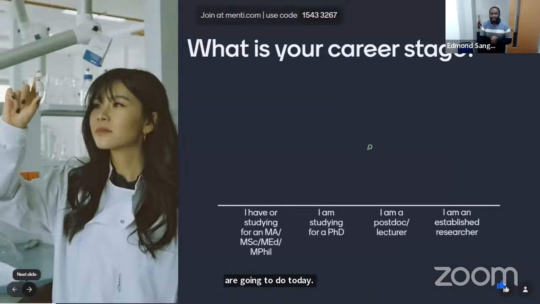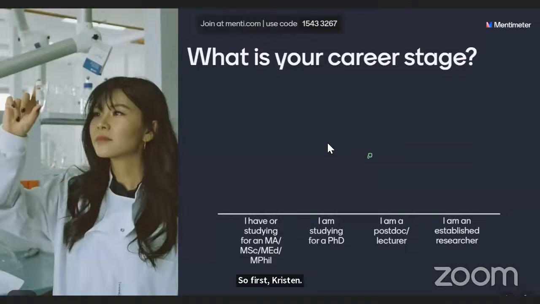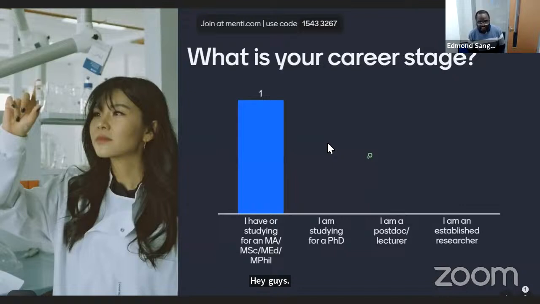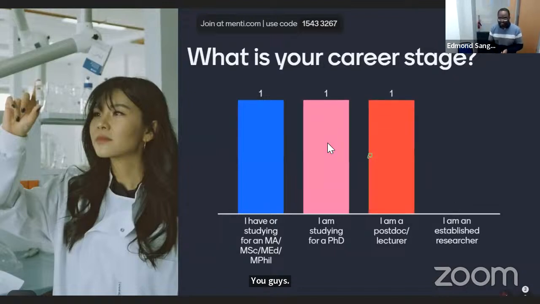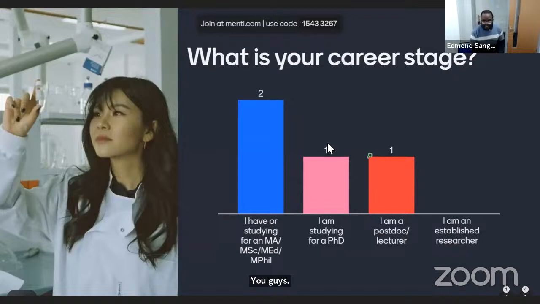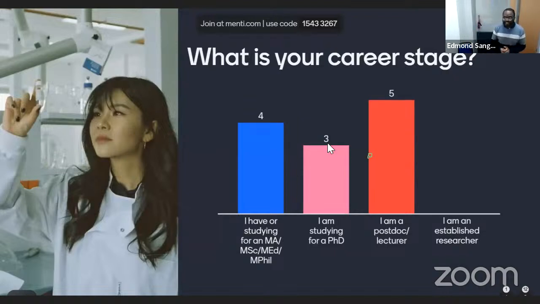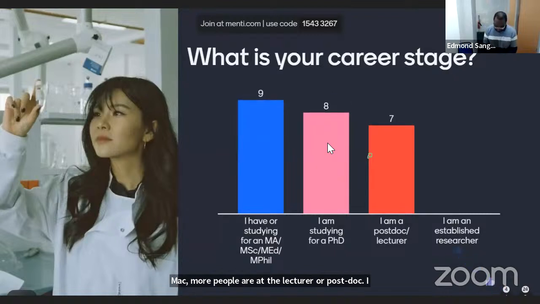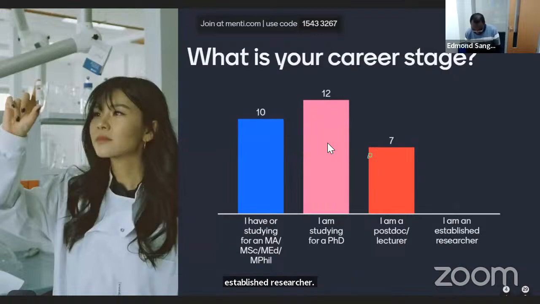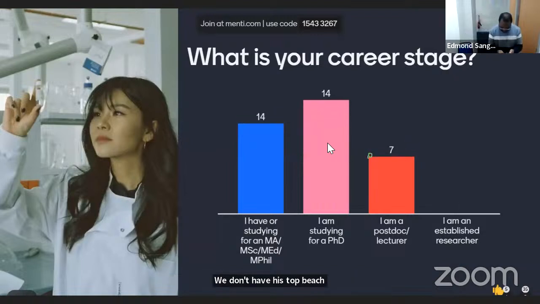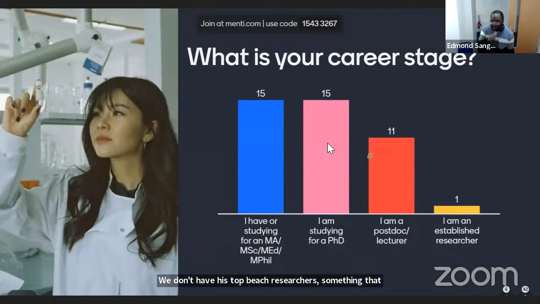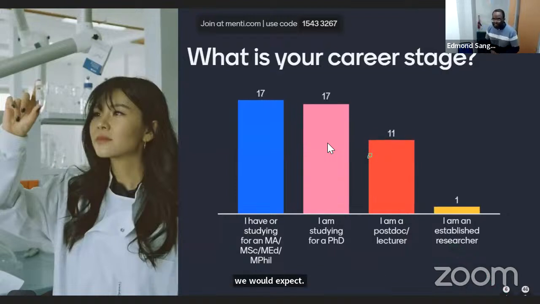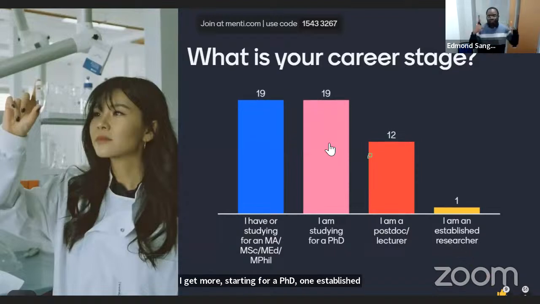So first question, what is your career stage? What is your career stage? Some are studying MSc, more people are either lecturer or postdoc. We don't have established researchers, something that we would expect. Again, more are studying for a PhD, 1 established researcher. Many more people are doing their MSc, this is really lovely.